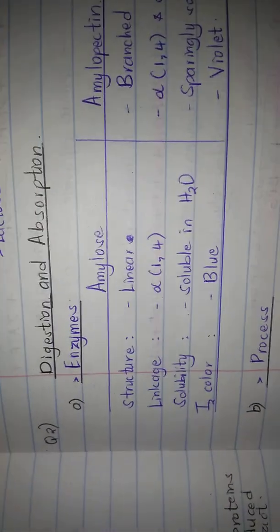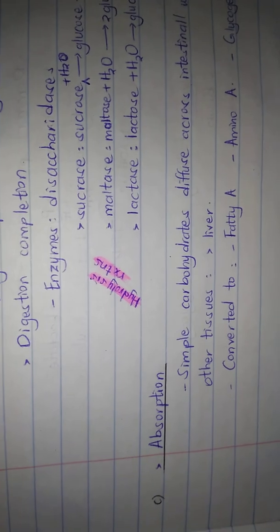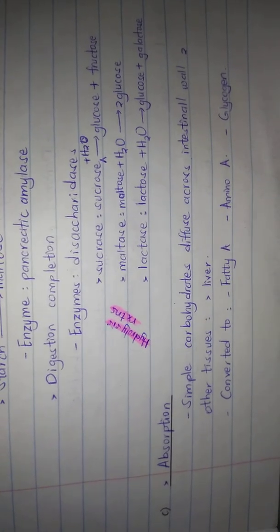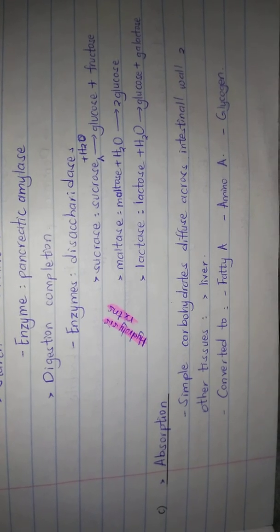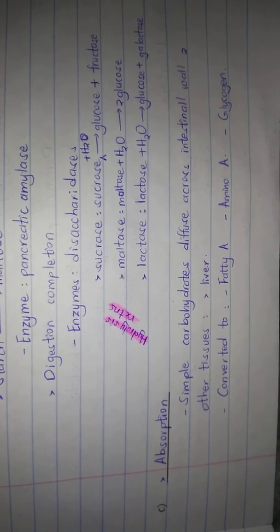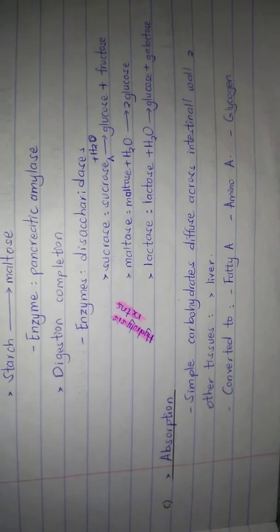Still under question 2, digestion and absorption. Now we go to the absorption part, absorption of carbohydrates. Simple carbohydrates diffuse across the intestinal wall to other tissues. So the simple ones can easily diffuse across the wall of the intestines, and they can go into tissues like the liver, and there they're converted into fatty acids, amino acids, or glycogen for storage.